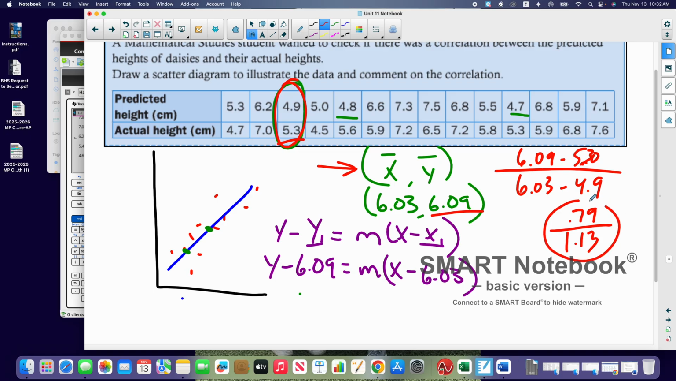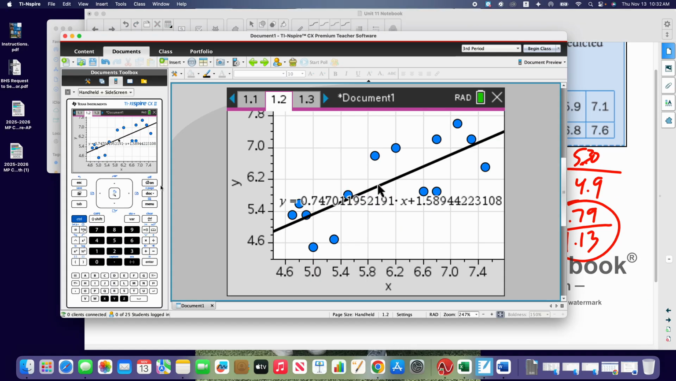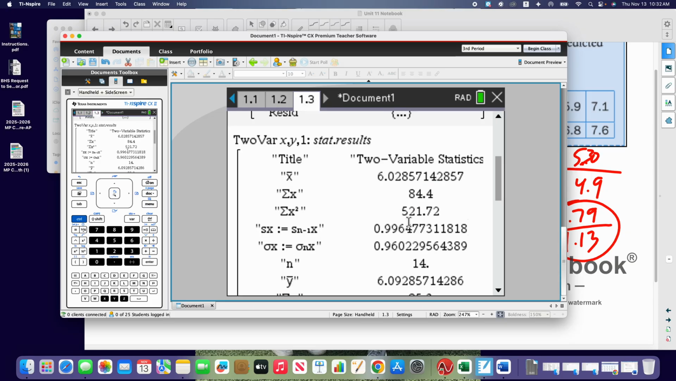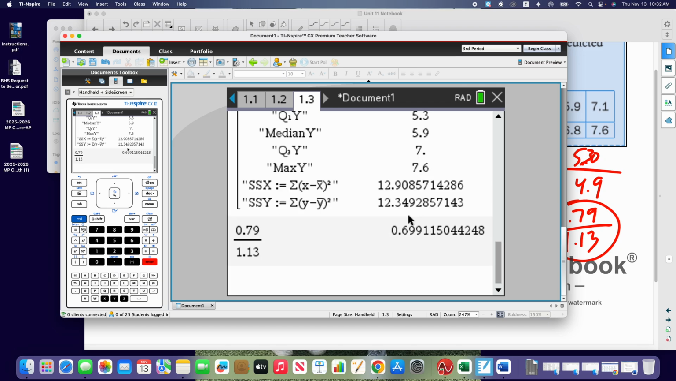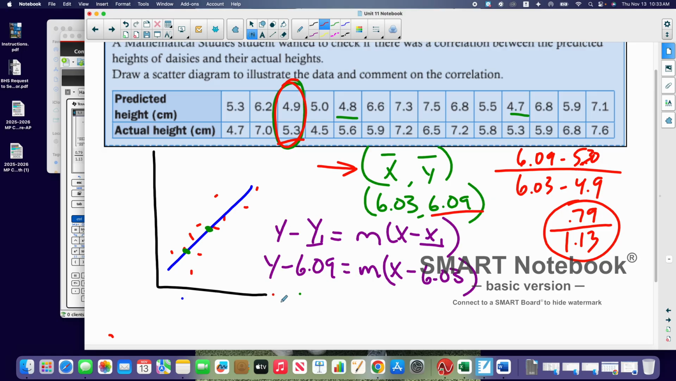I don't really like this fraction a lot. I'm going to change that to a decimal, all right? So I'm going to use my calculator to change that to a decimal. This whole test is calculator. 0.79 divided by 1.13. All right. And so I get 0.699. Okay. So y minus 6.09 equals 0.699 times x minus 6.03. So there's my line of best fit.